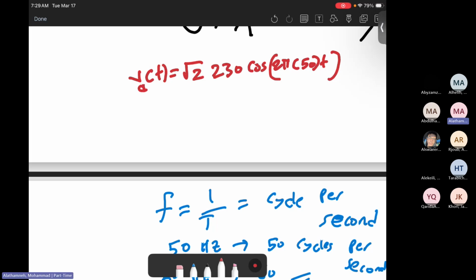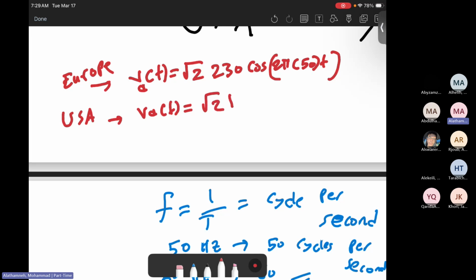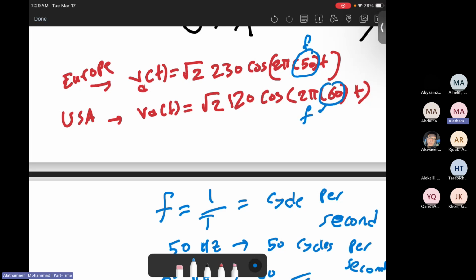Let me talk about phase A. That's in Europe and Jordan. And in the United States, V_A of t equals square root of 2 times 120 cosine 2 pi times 60 t. So this is the frequency here, and the frequency here. Okay, so what's the point of making the frequency 50 or 60? Or in other words, why don't we make the frequency 100 hertz? Or how about 1000 hertz? What's the point of making the frequency exactly 50 hertz or 60 hertz?